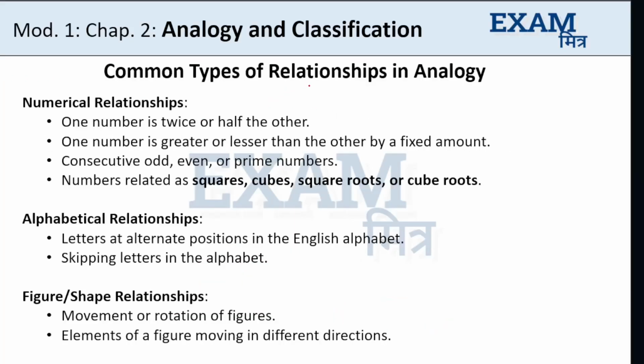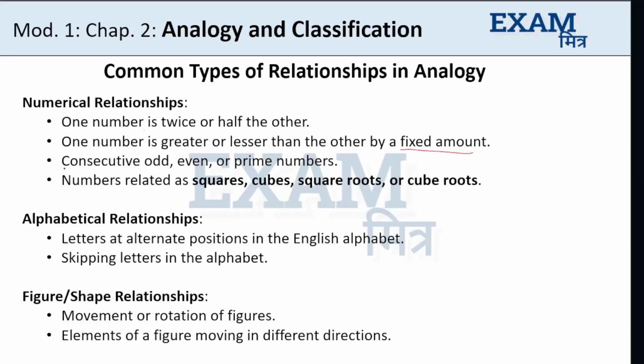Common types of relationships in analogy. What are some of the types on which the questions come from analogy? The first one is numerical relationships. That means the relationship in the first pair may be based on some numbers or some numerical relationships. For example, the first one is twice the other or half of the other. One number is greater or lesser than the other by a fixed amount. That means, let's say the first number of the pair is greater than the second number by 2 or by 10 and whatever.